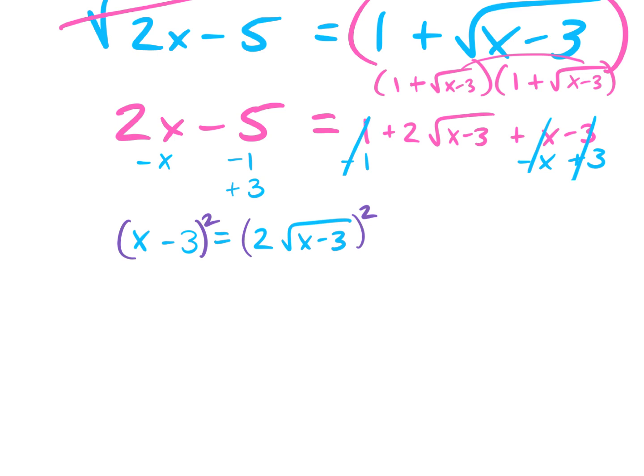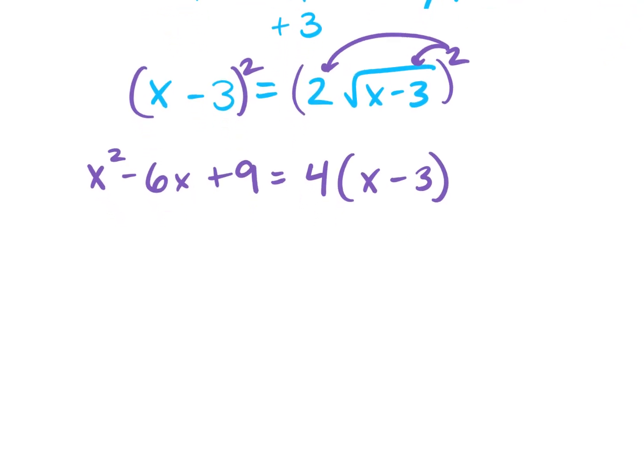On the left side, we have to FOIL it out, so we end up with x squared minus 6x plus 9. On the right side, 2 gets squared and the square root of x minus 3 gets squared. So 2 squared is 4, and square root of x minus 3 squared is x minus 3. From here, we can just solve. Let's distribute the 4. So x squared minus 6x plus 9 is equal to 4x minus 12.